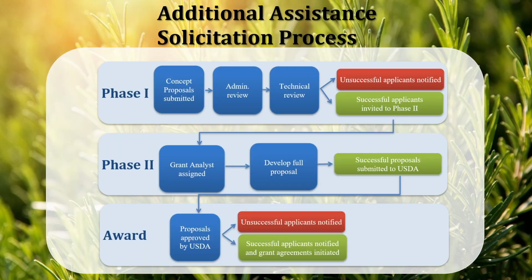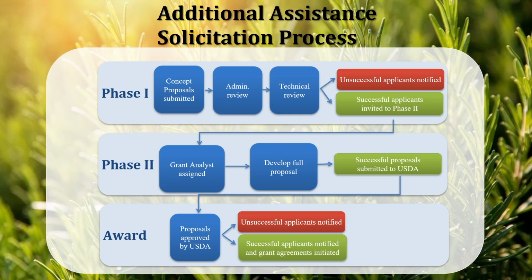The Additional Assistance Program solicitation process is different than the conventional process. In Phase 1, applicants submit concept proposals for their projects via email. Proposals go through an administrative and technical review, and applicants with successful proposals are invited to participate in Phase 2. Applicants are welcome to email grants@cdfa.ca.gov at any time with questions regarding their concept proposal.